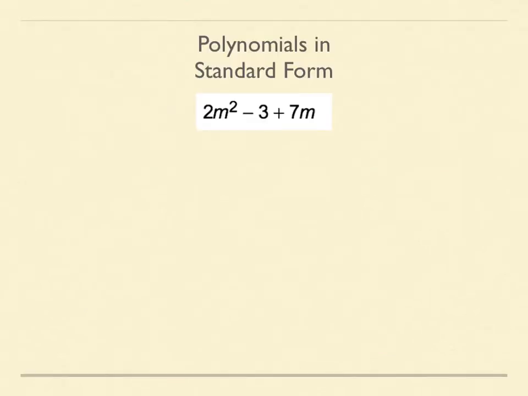All right, let's look at our next example. What do we have to start with here? What's our highest degree? 2m squared. So we start with the 2m squared. What comes next? 7m. And then what? Minus 3.